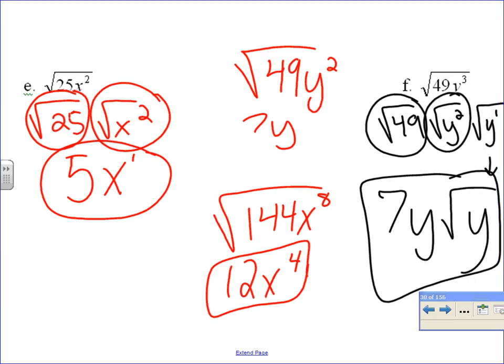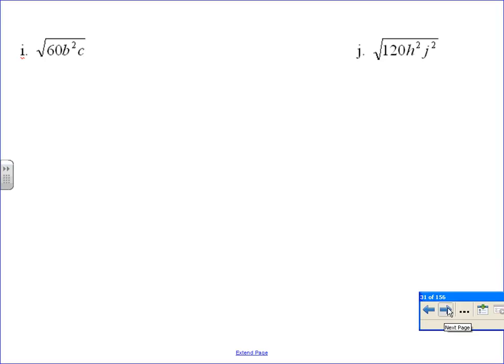Annalise. Yep. Always. Just like the numbers that aren't perfect, just drop them down. All right. I want you guys to try I and J. I'll give you a minute. And then I need to show you one more type.